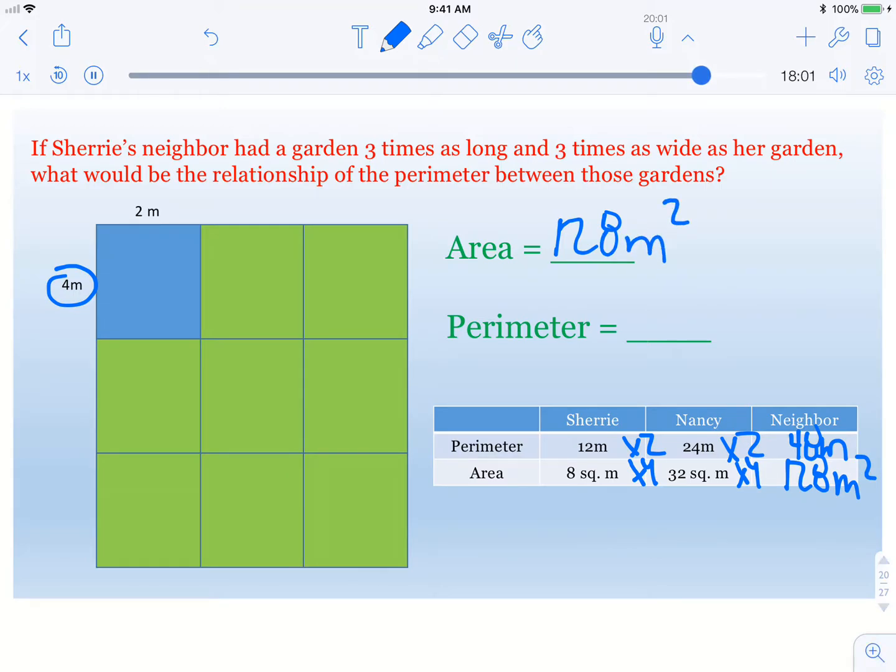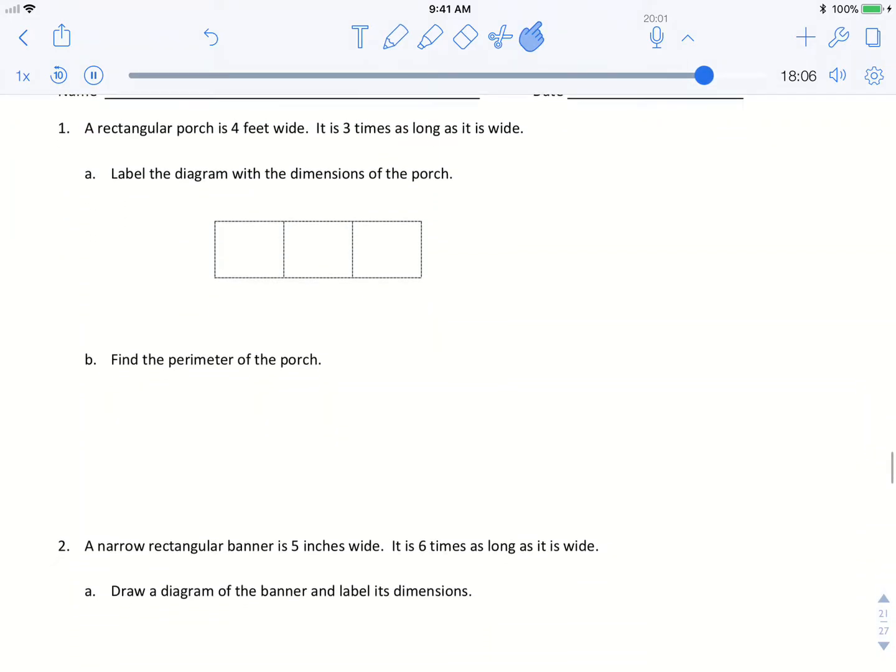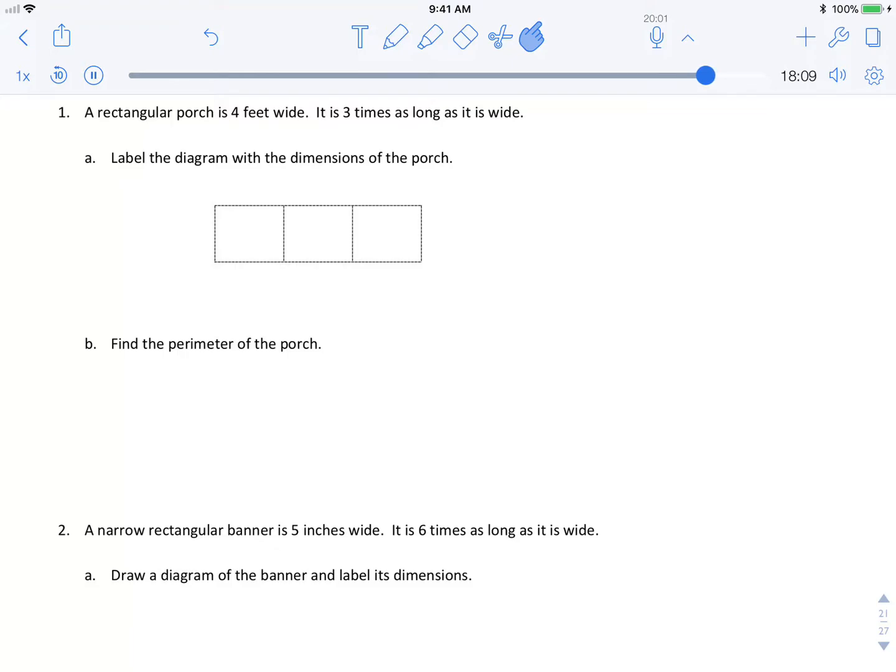Okay, a rectangular porch is 4 feet wide. It is 3 times as long as it is wide. Label a diagram with the dimensions of the porch. Well, 4 feet wide, so we know it's 4 feet. 3 times as long as it is wide. That means 4 feet happens 3 times across the top. 4 feet, 4 feet, 4 feet.